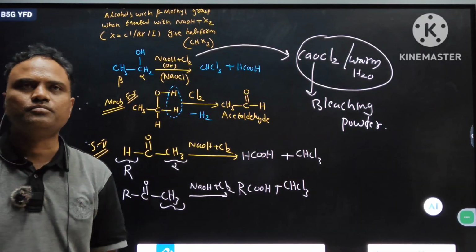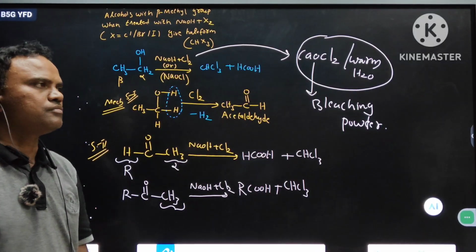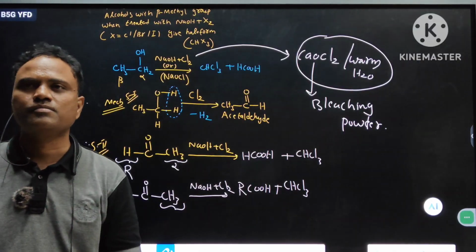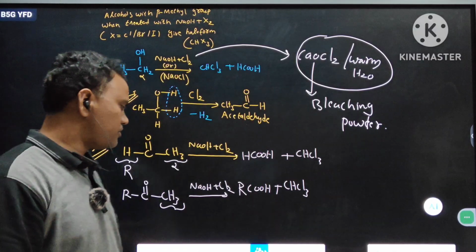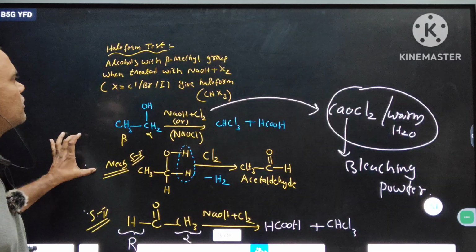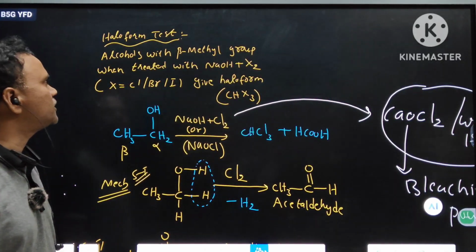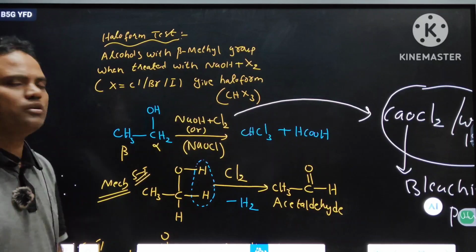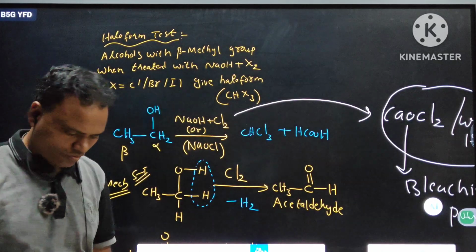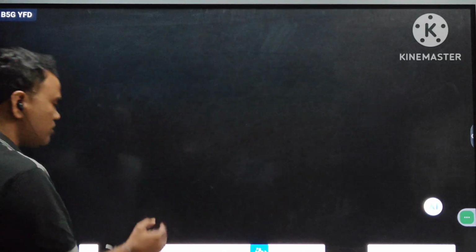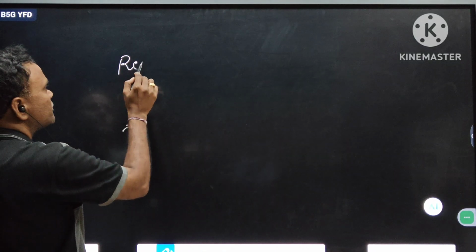Beta methyl. That only I am saying from the beginning onwards. Alcohols with a beta methyl group when treated with NaOH plus halogen give haloform. Next property: reaction of alcohol with a Grignard reagent.